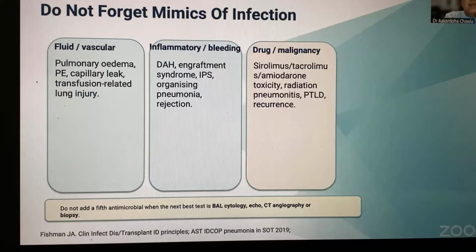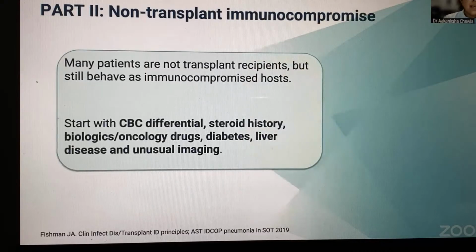We just talked about mimics in brief, so do not forget mimics of infection, which can be pulmonary edema or transfusion related lung injury, diffuse alveolar hemorrhage, organizing pneumonia, post drugs like sirolimus, tacrolimus, radiation pneumonitis. So always keep the possibility of mimics in mind, especially when you've started your patient on appropriate therapy, there's no response, or your clinical clues are telling you that there is a possibility of a non-infectious cause. So mimics should always be kept in mind.